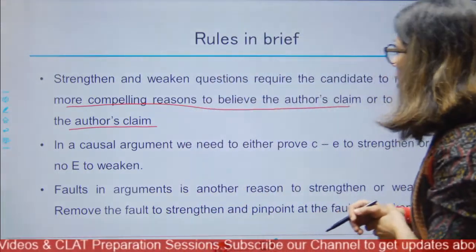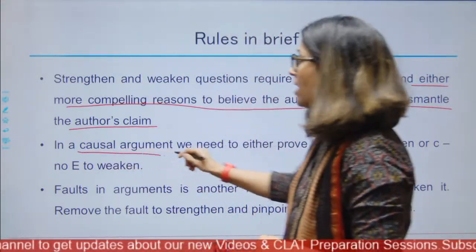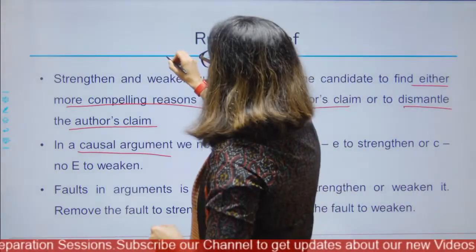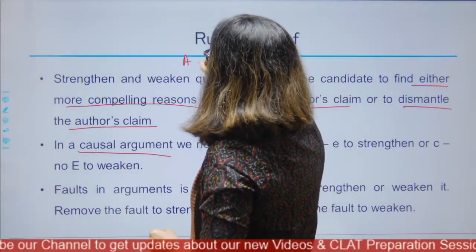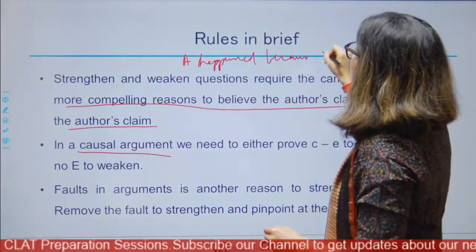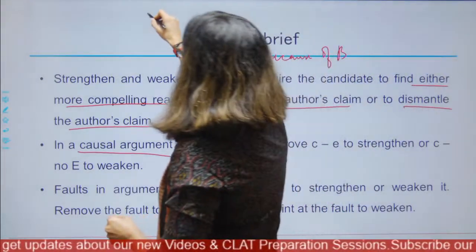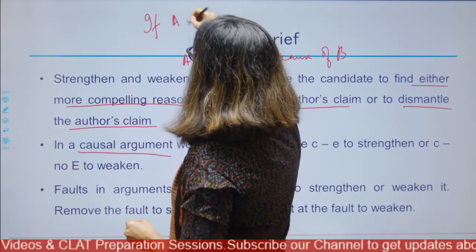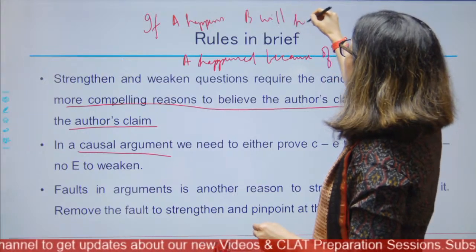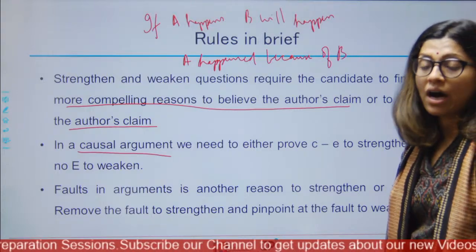Right? Now, most of the time in strengthen and weaken, 90% questions will be made up of a causal argument. Very quickly, I'll teach you what a causal argument is. When the author says that A happened because of B, or if A happens, B will happen. This type of formation of an argument is known as a causal argument.